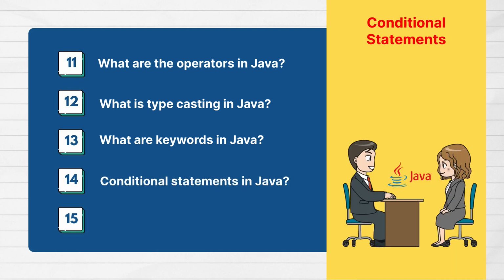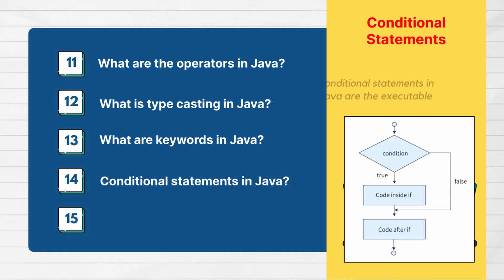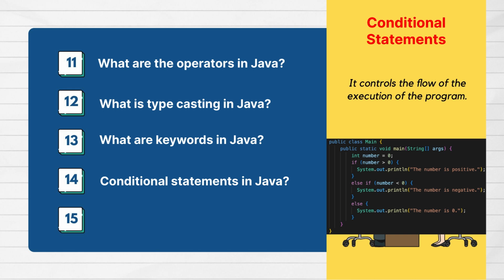What are the conditional statements in Java? Conditional statements in Java are the executable block of code dependent on certain conditions. It controls the flow of the execution of the program. In Java, the main conditional statements are if, else if, and switch.